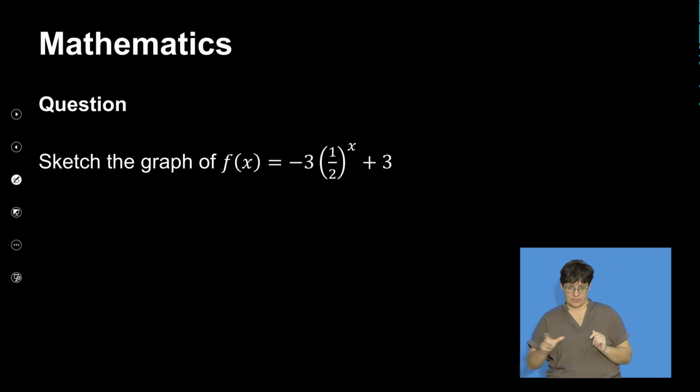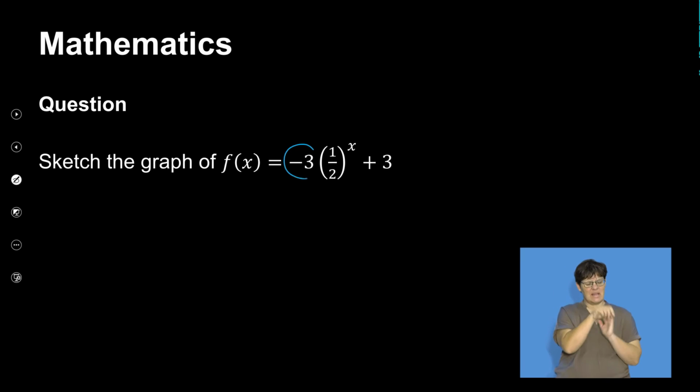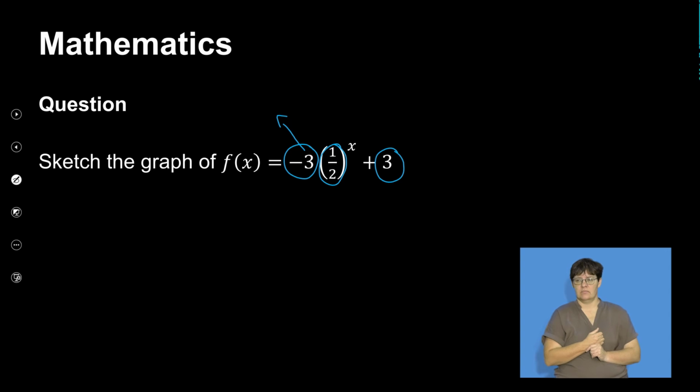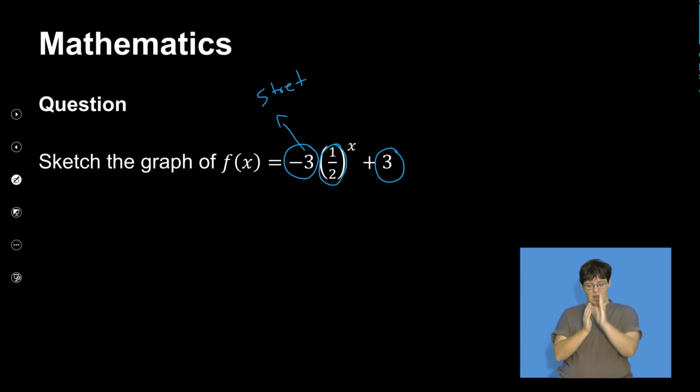Now, I want us to sketch the graph of f of x is equal to minus 3 into 1 over 2 to the exponent of x plus 3. We first need to understand a few things about this. What does this value of a tell us? What does this value of b tell us? And what does this value of q tell us as well? So firstly, we do know that this will tell us the stretch of the graph, right? It will tell us the stretch of the graph.